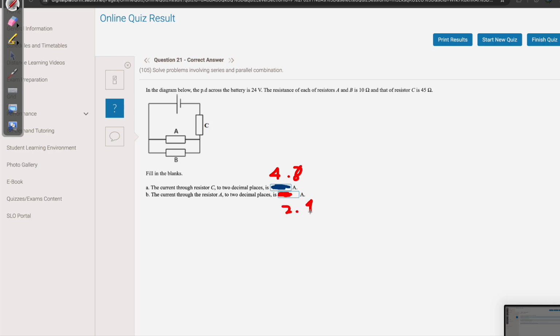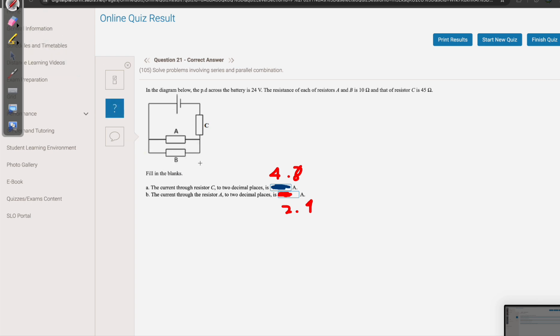2.4. Now look, in my opinion, what I did when I was solving this is I started with part B, trying to find the current through resistor A. So first of all, we need to find the current. Actually, we can simply do it like this, because the voltage in parallel here, A and B are all in parallel, so the combination is also in parallel. I don't know if you noticed that.